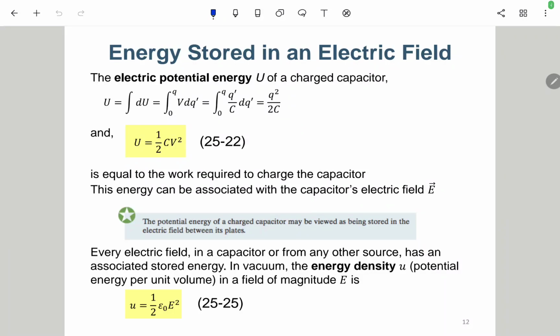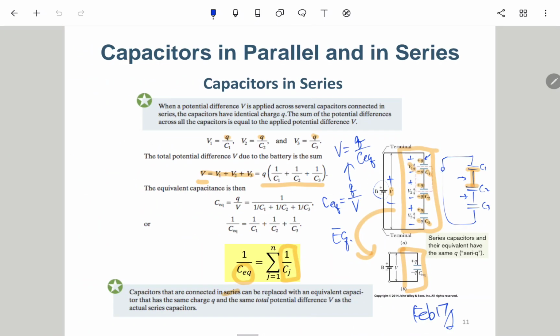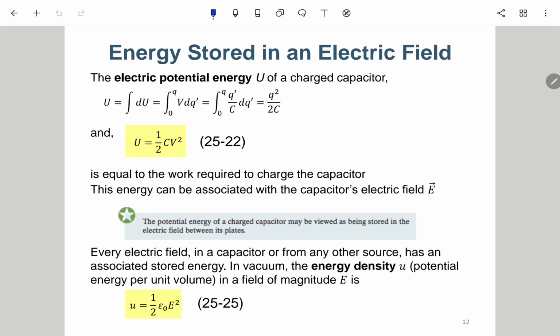Okay, so here we talk about the energy stored in an electric field. This electric field is of course generated by the capacitor. For the easiest case, if we have a parallel plate capacitor, there will be an E field in it, and we also assume the E field is uniformly distributed.